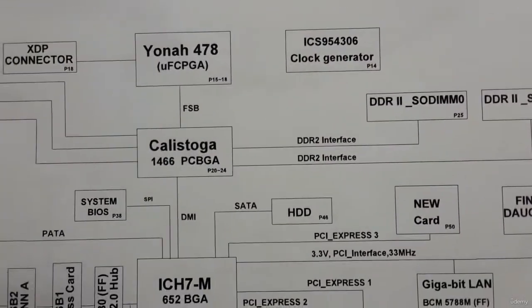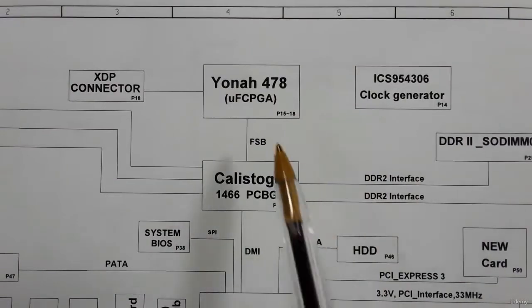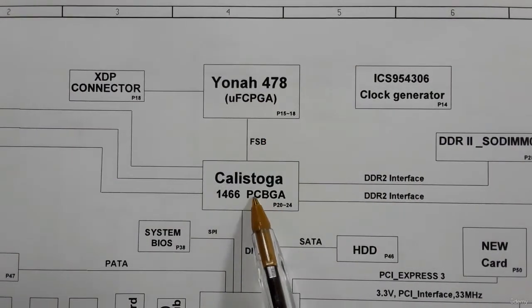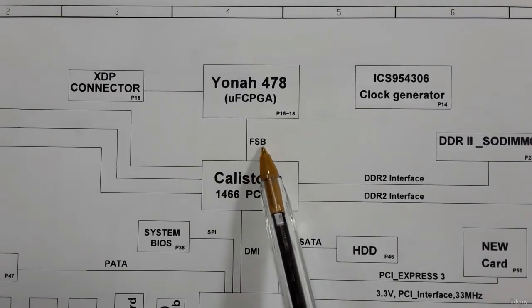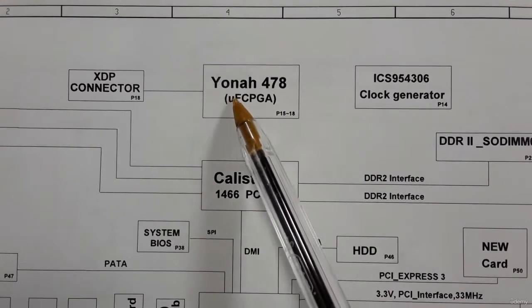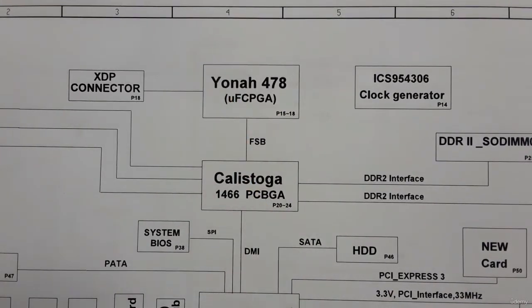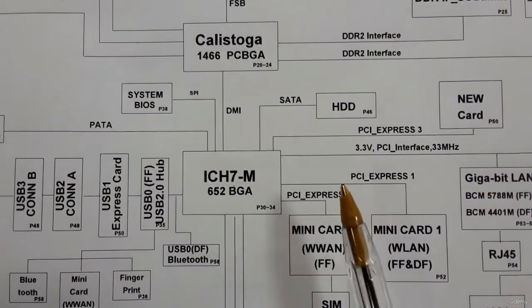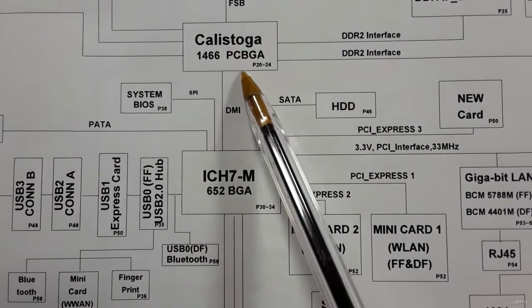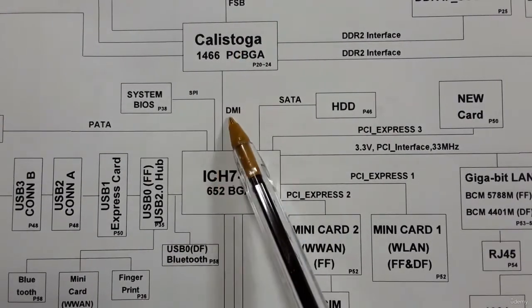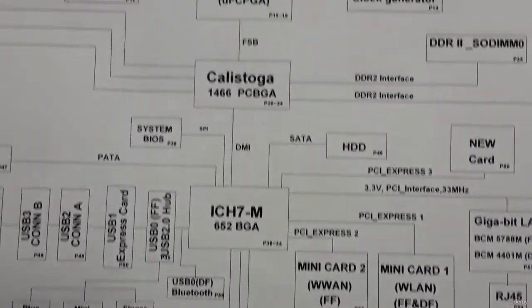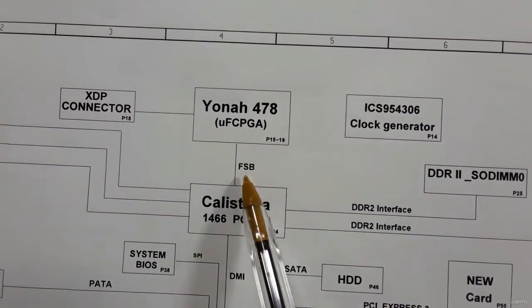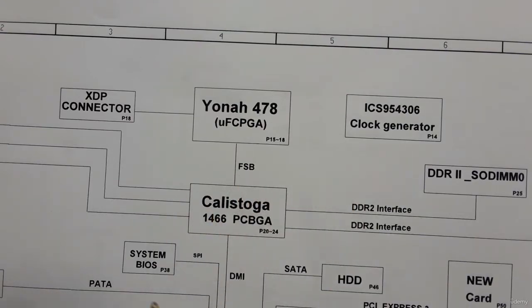The connection between the processor and the GMCH is FSB or front side bus. This is the connection between the processor and the GMCH, just one connection, front side bus. The GMCH is connected to the ICH via DMI or direct media interface. So the frequency of this bus is greater than the frequency of this bus.